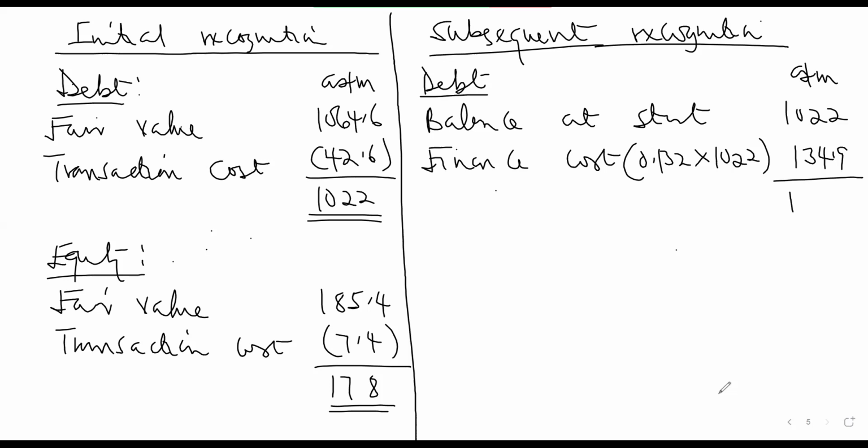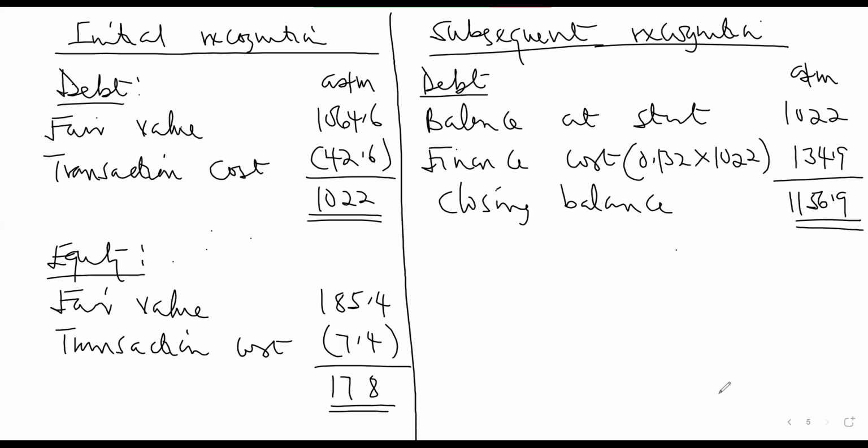1156.9. So I'm having 1156.9. Okay, that will be the closing balance. There is no coupon payment. Okay, that will be the closing balance. Okay, let's come to equity. Equity will still be shown at 178.